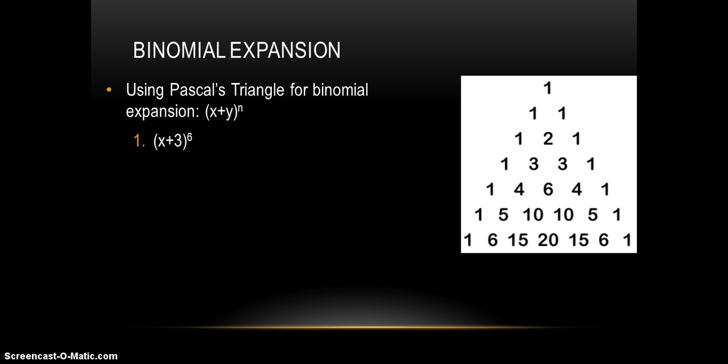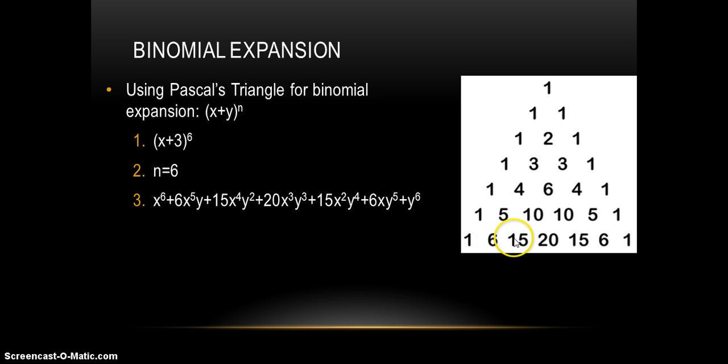Alright, here's our example. X plus 3 to the 6th. Alright, first thing we got to do is figure out what the exponent was. It was 6, so we want to go to the row that has 6 as the second term. That's this row here. Alright, so these are the coefficients that we're going to use. 1, 6, 15, 20, 15, 6, and 1.